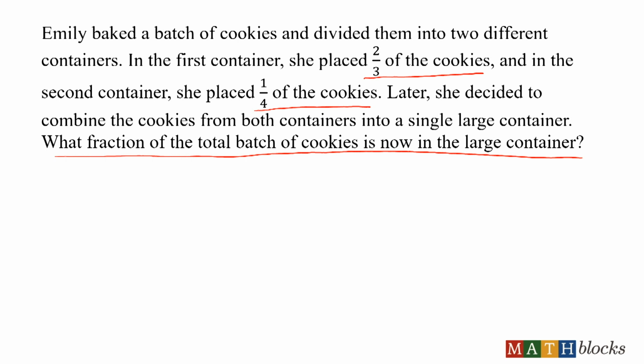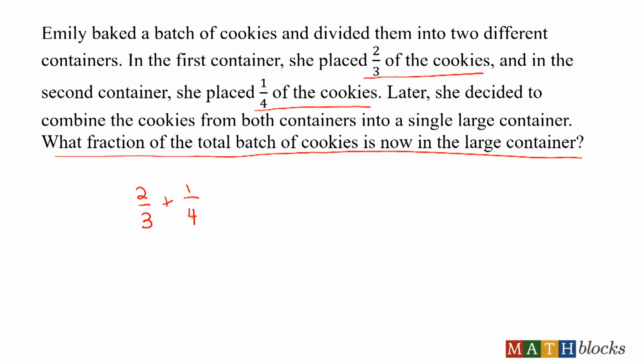In that first container, she had 2/3 of her batch of cookies. And then in the second container, she had 1/4 of her batch of cookies. And so to figure out what fraction of the total batch of cookies would be in the large container when she combines them, we're going to add these two fractions together. So here again, we have two fractions with different denominators. So we're going to need to get a common denominator.